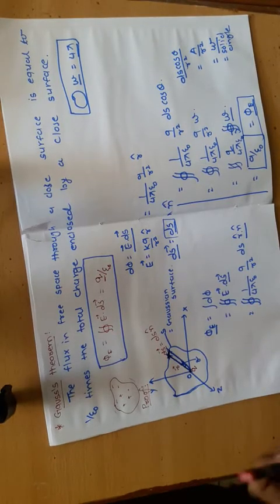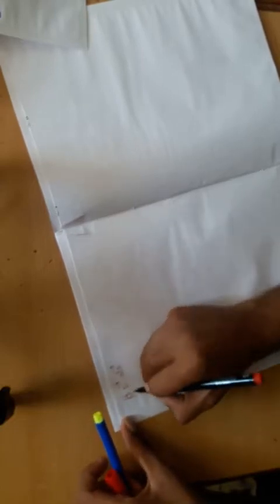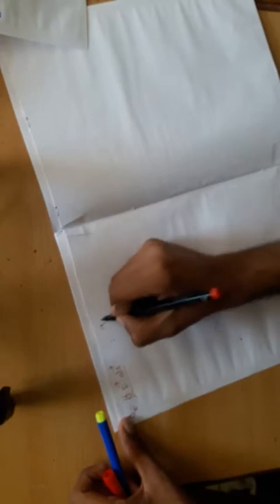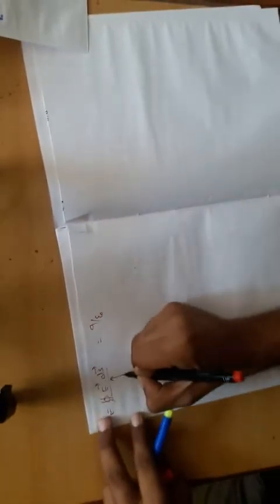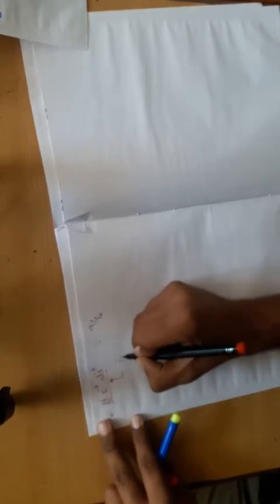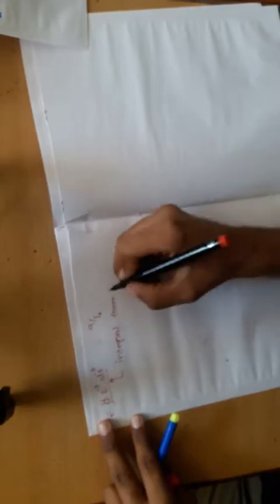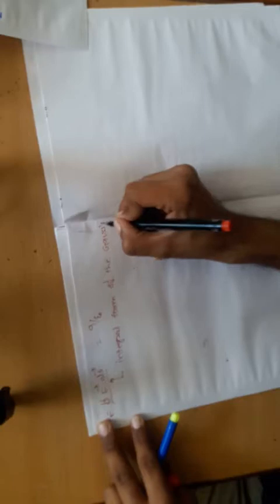Simply we have proved it. So now we have two equations. The surface integration of E·dS, for flux φ, is also equal to q by epsilon naught. So this equation is called the integral form of Gauss's equation.